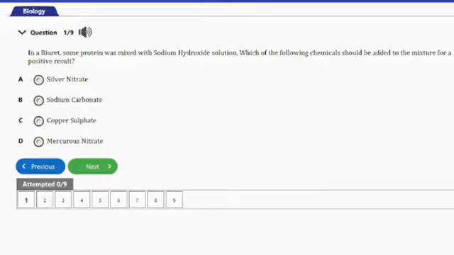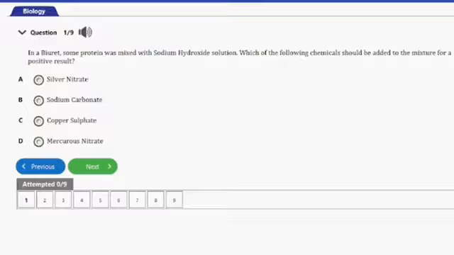It says, in a burette, some protein was mixed with sodium hydroxide solution. Which of the following chemicals should be added to the mixture for a positive result? A. Silver nitrate. B. Sodium carbonate. C. Copper sulfate. D. Mercurous nitrate.